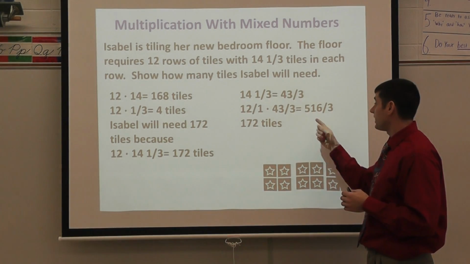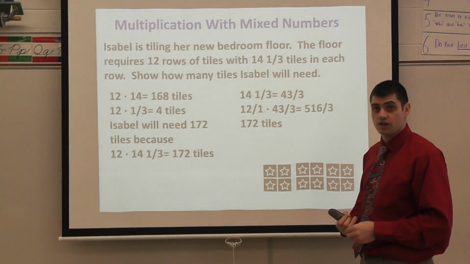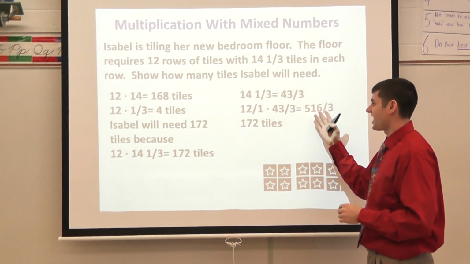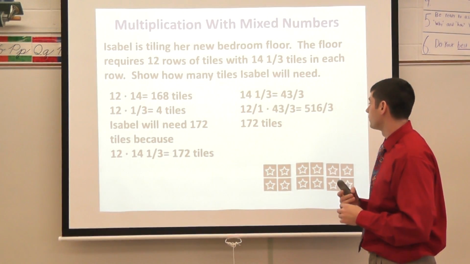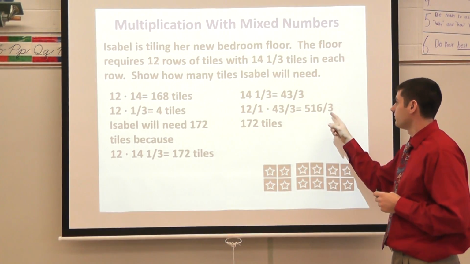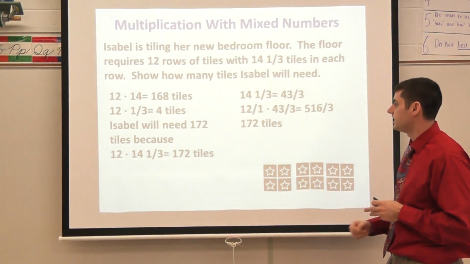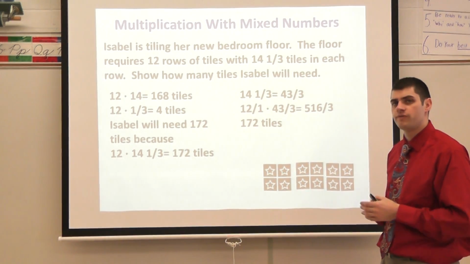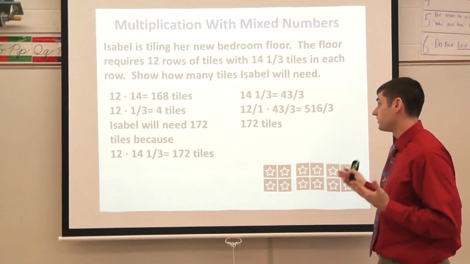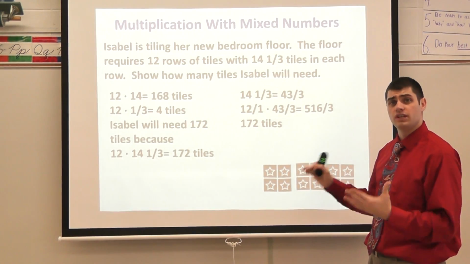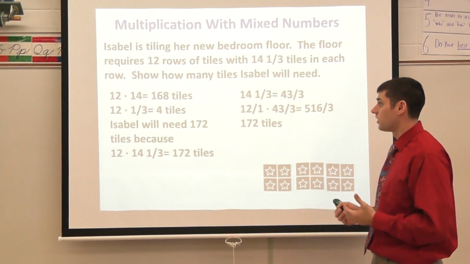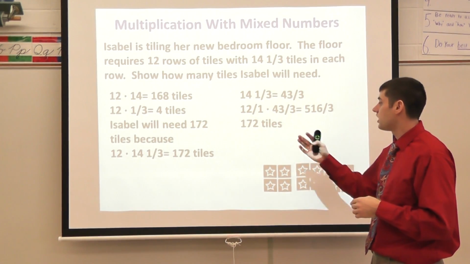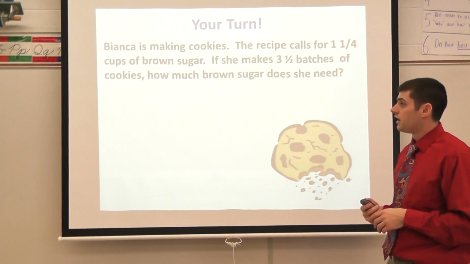So I would need 516/3 of tile for this bedroom. Now, that's kind of a difficult fraction to work with, but it's an improper fraction. 3 goes into 516 172 times, so I would know that I would need 172 full tiles to tile this bedroom. Again, either way works. Both ways will work. Choose which one is easier for you to try in this problem. All right, let's move on.